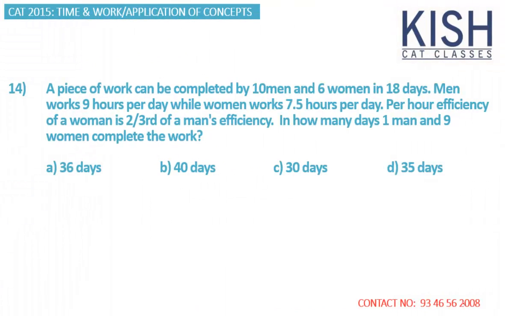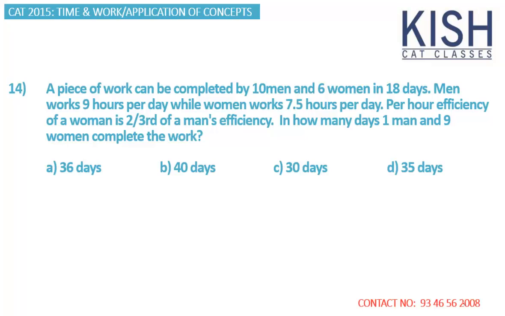Question 14. A piece of work can be completed by 10 men and 6 women in 18 days. Men work 9 hours per day, while women work 7.5 hours per day. Very good. The per hour efficiency of a woman is two-thirds of the man's efficiency. Very good. One more condition: in how many days can 1 man and 9 women complete the work?